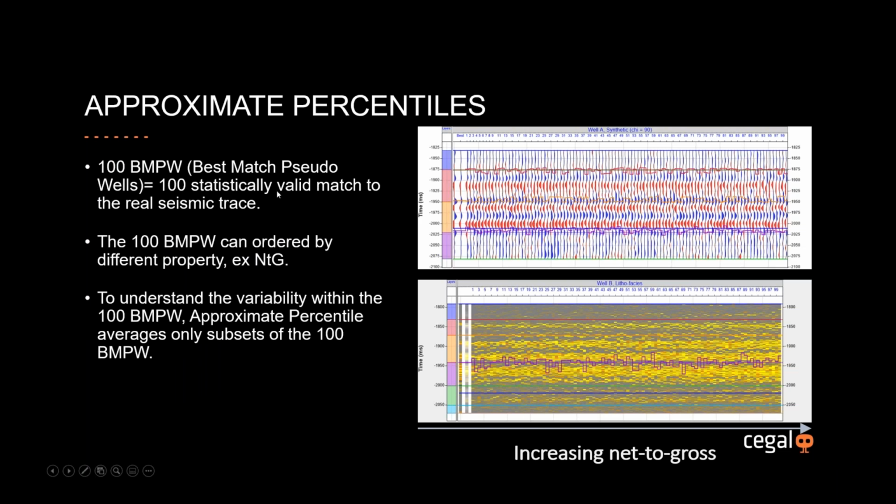When we have our main ODiSI output, we have the 100 best match pseudo-wells, which are 100 statistically valid matches to the real seismic trace. By default, the 100 best matches are ordered by RMSE value, but we can order by a different property, for example, net to gross. To understand the variability within the 100 best matches, the approximate percentile averages only a subset of the 100 best match pseudo-wells.